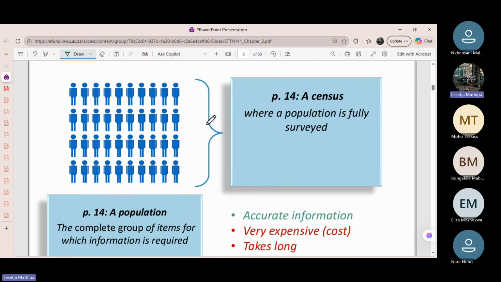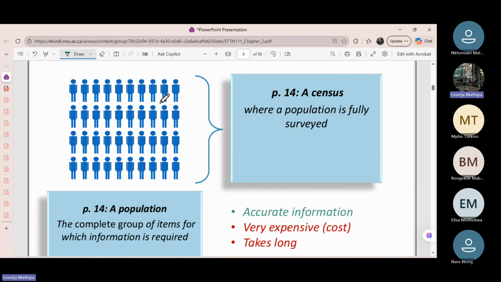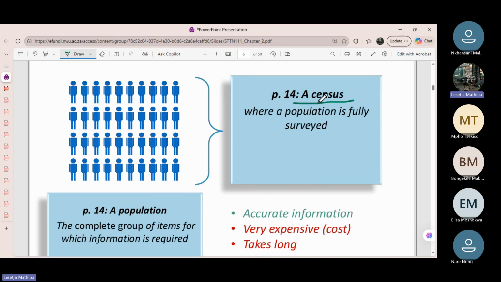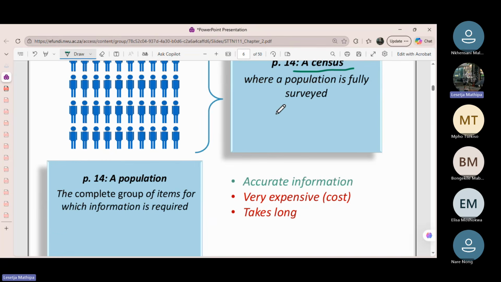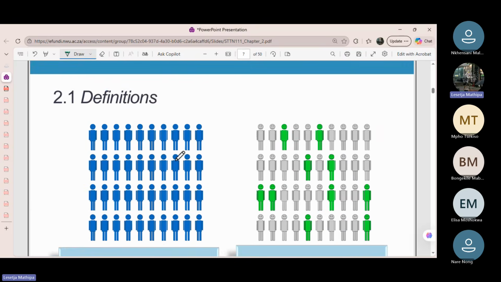Let's not focus on this one. We also have our definitions. So you need to know the definition of a census. They can ask you the definitions in the multiple choice via the options A, B, C, D. Then when you choose, you remember, oh, this definition is about the census. When you're talking about the census, we're talking about a population that is fully surveyed. You also need to know the definition of a population.